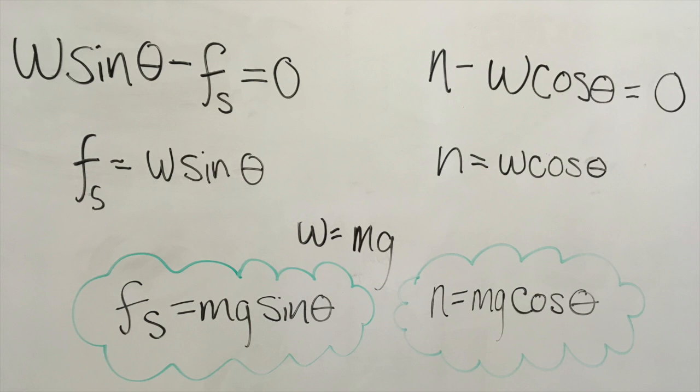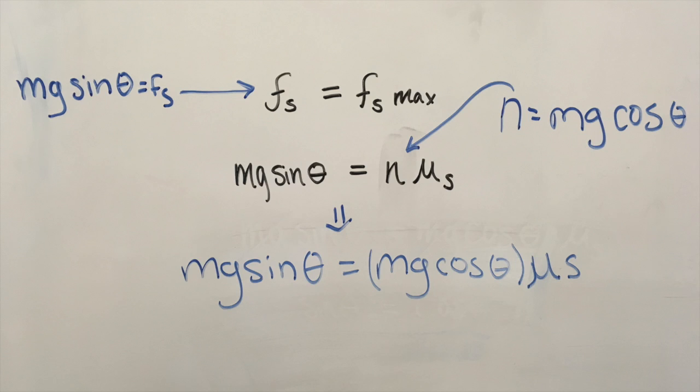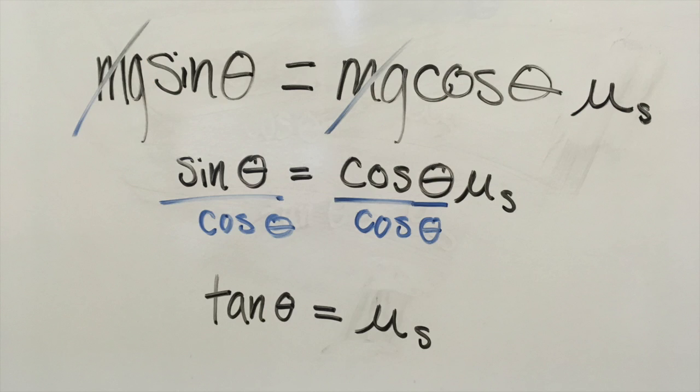The static friction can be set equal to the static friction maximum since the forces will be equal right before the object moves. Static friction is substituted by mg sine theta, and static friction maximum can be substituted by mu sub s times the normal force. The normal force can be substituted by mg cosine theta, giving us this final equation.